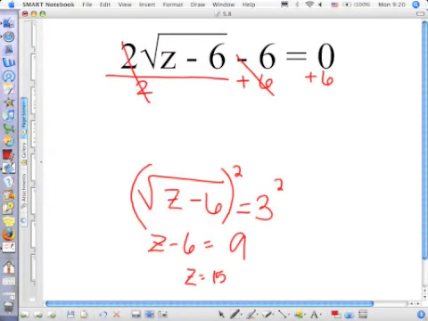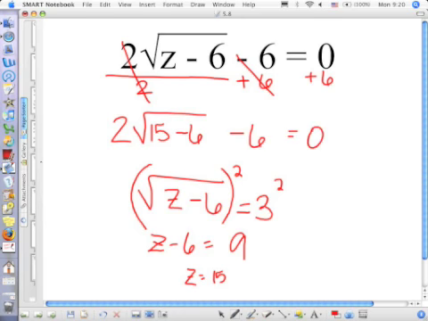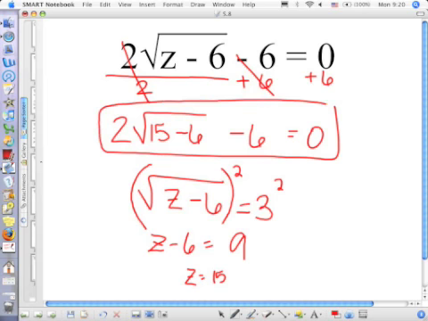Make sure it works. All right? So we have 2 times the square root of 15 minus 6 equals 0. This is my check. Starting under here was 15 minus 6. That's 9. What's the square root of 9? What's 3 times 2? And 6 minus 6? 0. It checks. Okay?